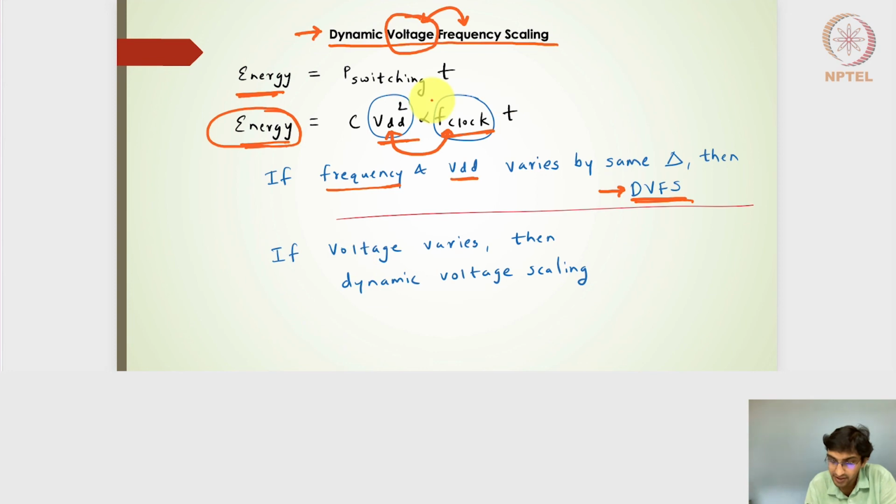If in this energy term only the voltage varies and F clock is independent of the VDD, then it is called dynamic voltage scaling. Only one parameter, the voltage, is scaling, and that's why this architecture is called dynamic voltage scaling. So just to summarize, DVFS, which is dynamic voltage frequency scaling, is where both voltage and frequency are proportionally increasing or decreasing. That is called DVFS.